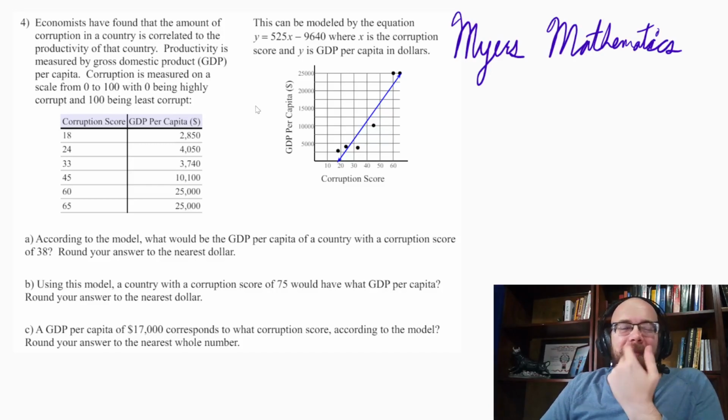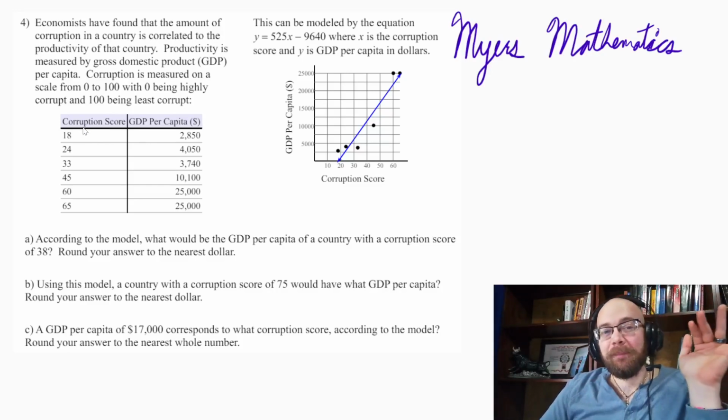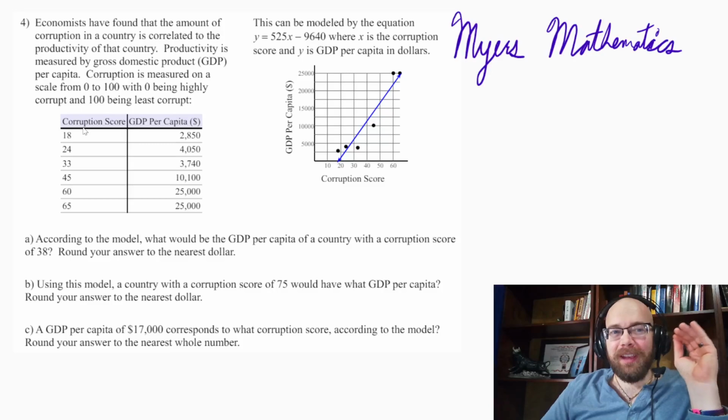I'm not really sure where they came up with this data and how you figure out a corruption score. But we're just going to ignore all of the overthinking of this for a second and just solve it. You can come to your own conclusions and let me know what you think in the comments.